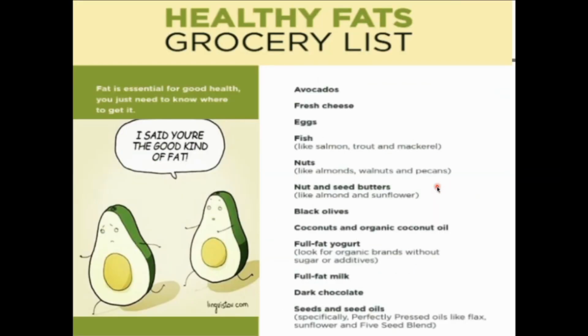Since we're dealing with a very fat-phobic society, people often forget, well, what is a good fat? So I recommend people consider avocados, cheese, eggs, fish, nuts, olives, and seed butters. I kind of hold back on the coconut oils because many of my patients do have heart disease, and so I'm not comfortable pushing that yet. But I recommend full-fat yogurt, full-fat milk, and dark chocolate.